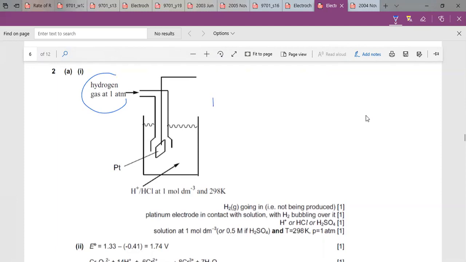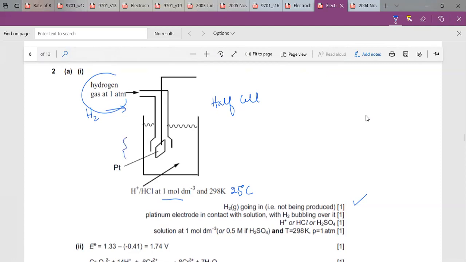This is only a half cell, okay? They only want this part here. H plus must be 1 mole per dm cube, temperature of 25 degrees centigrade, up to you. Now the marking: H2 gas going in, that's not being produced, it's just going in. H2 gas, arrow going in, that's 1 mark. Platinum electrode in contact with solution with H2 bubbling away.